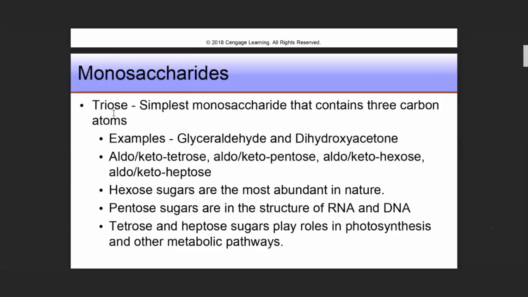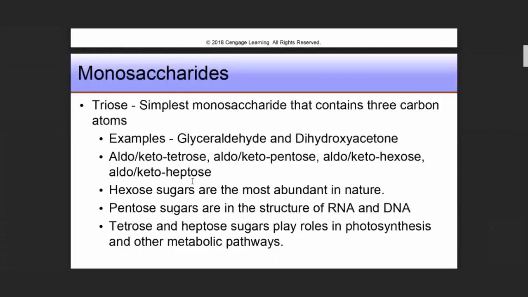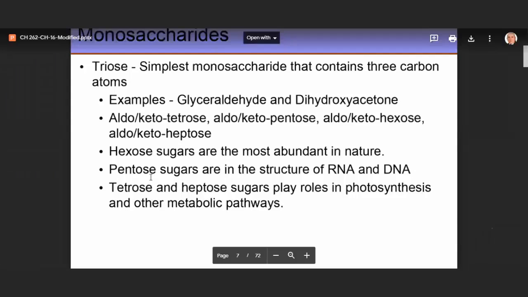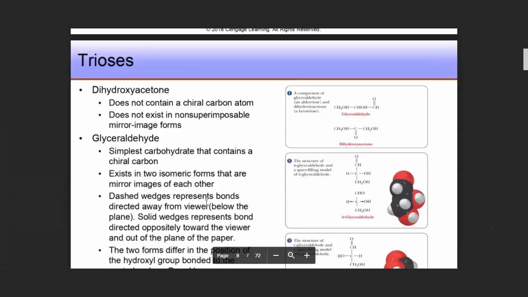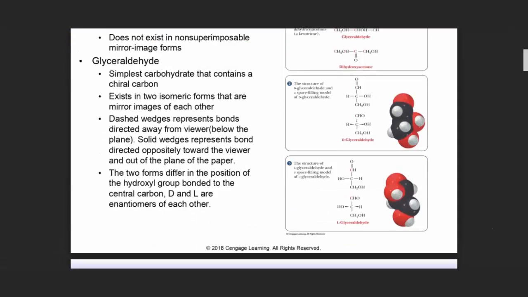And then again, monosaccharides could be trioses, tetroses, pentoses, hexoses, heptoses, etc. And we said the simplest are glyceraldehyde and dihydroxyacetone. These are trioses. Hexose sugars are the most abundant in nature, whereas pentose sugars are abundant in the structure of RNA and DNA. Tetrose and heptose sugars play roles in photosynthesis and other metabolic pathways. Let's start with the simplest trioses, like dihydroxyacetone.